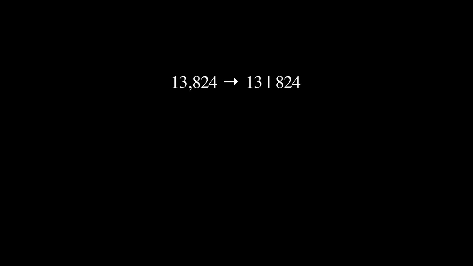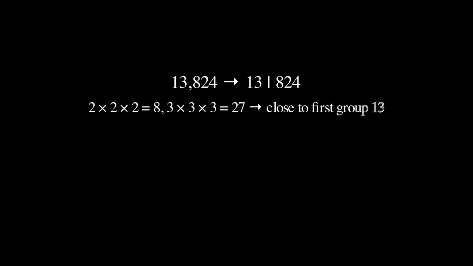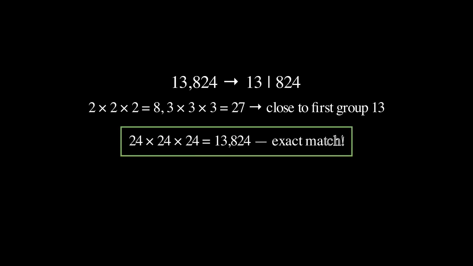Let's use this on 13,824. Grouped from the right in 3s, it splits into 13 and 824. Two groups means we're hunting for a 2-digit edge. Since 2 cubed is 8 and 3 cubed is 27, the first digit of our edge should be around 2. Testing 24, we get 24 times 24 times 24 equals 13,824, an exact match.